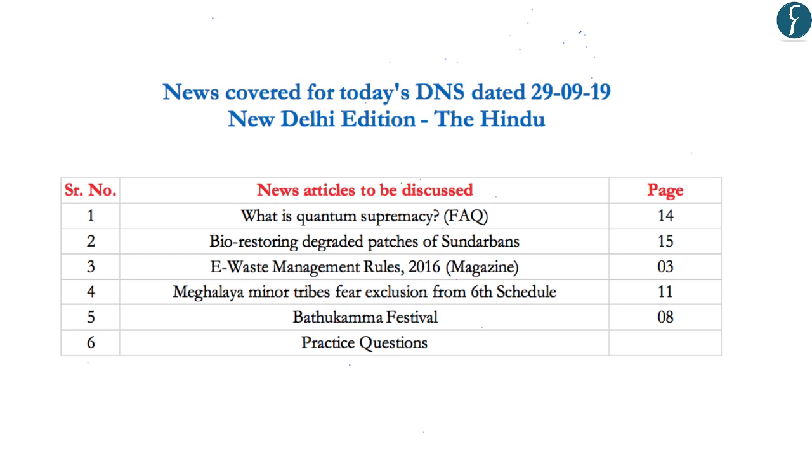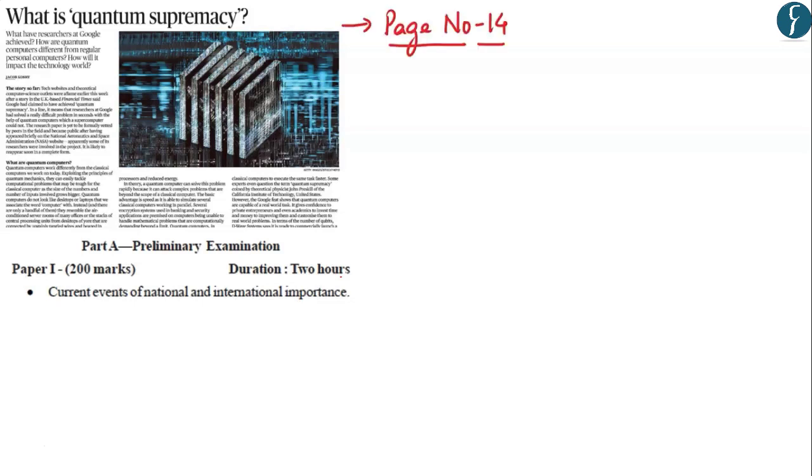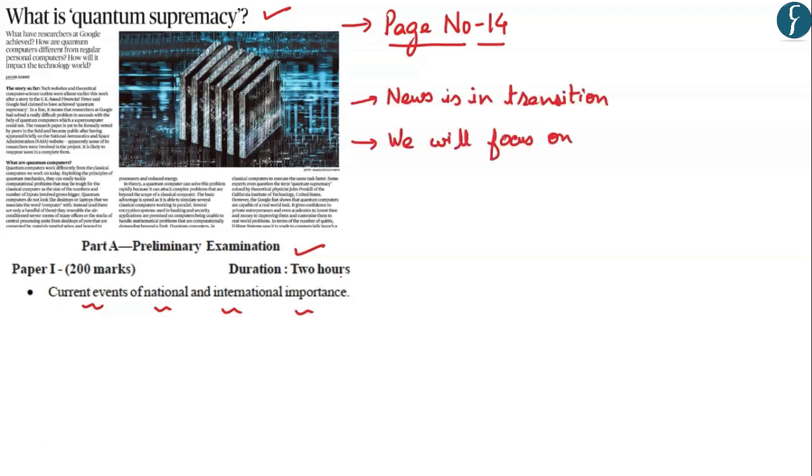Let's begin. We have taken this article from page number 14 of today's newspaper and it talks about quantum supremacy. Now, as far as this topic is concerned, this will come under the preliminary examination primarily, and it will be important from the current events of national or international importance. However, this news is in transition, and hence we will be focusing on terms and concepts related to quantum computing.